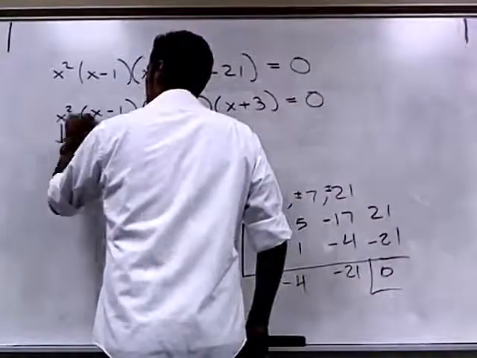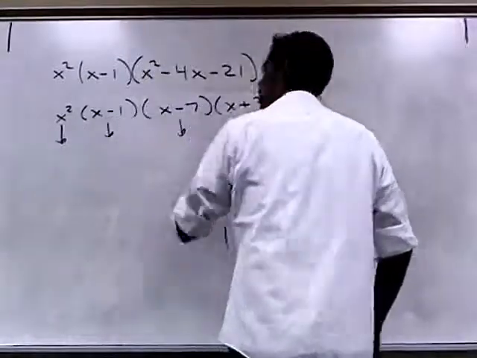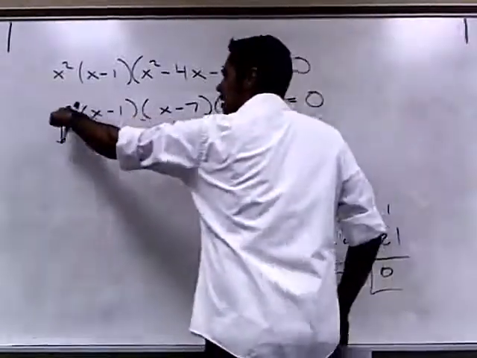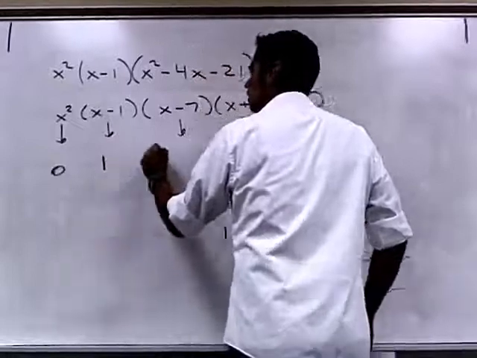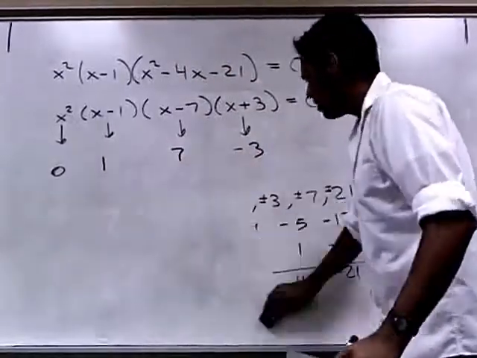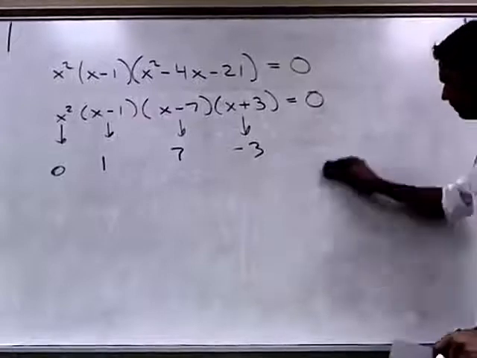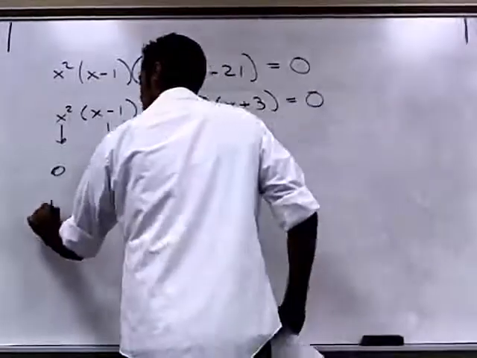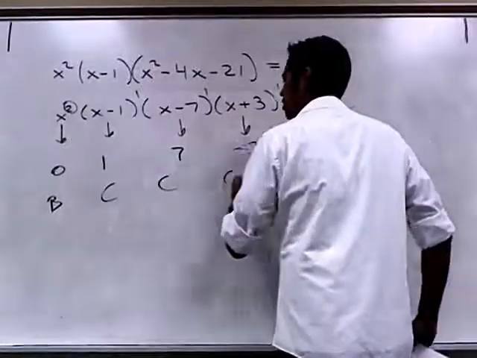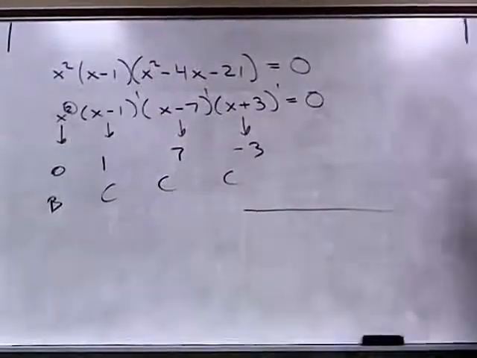And now you have your places where your function is 0. So we have 1, 2, 3, 4 places where it happens. Where are they? 0 from this, 1, 7, negative 3. What do you do at each of those x-intercepts? Cross or bounce? Bounce. Bounce because the power is 2. The rest of these powers are 1s. Cross, cross, cross.